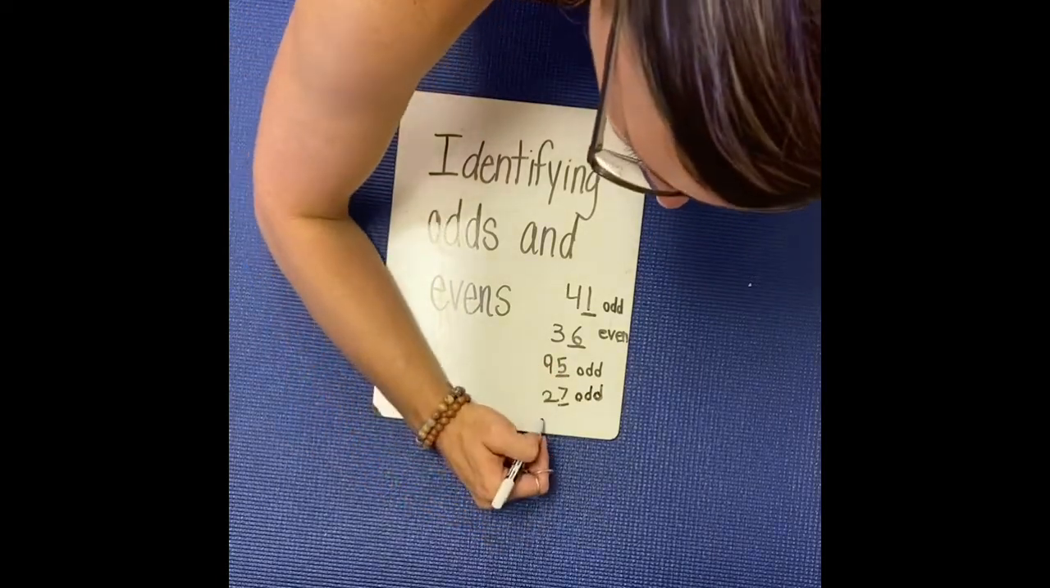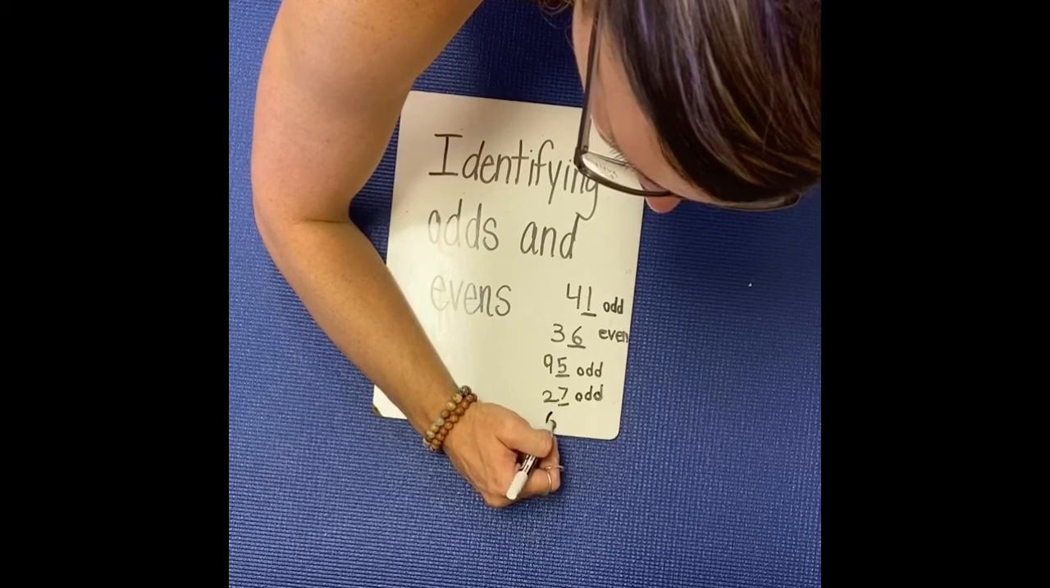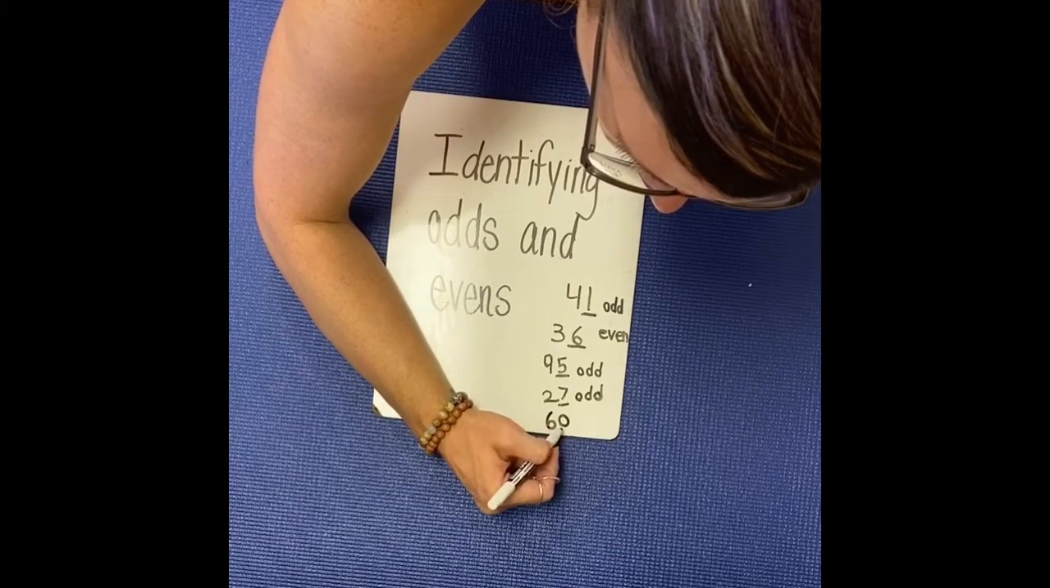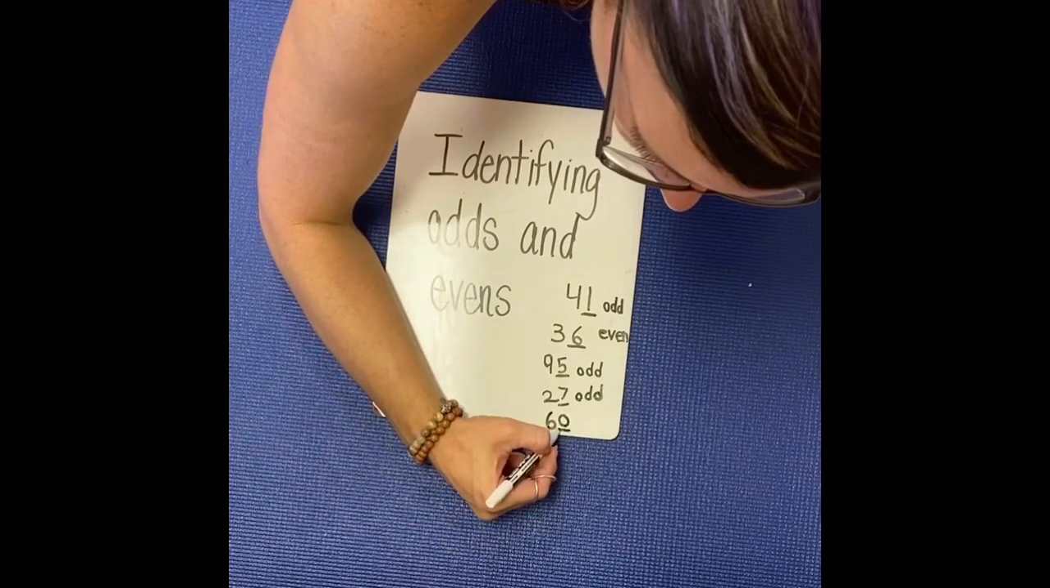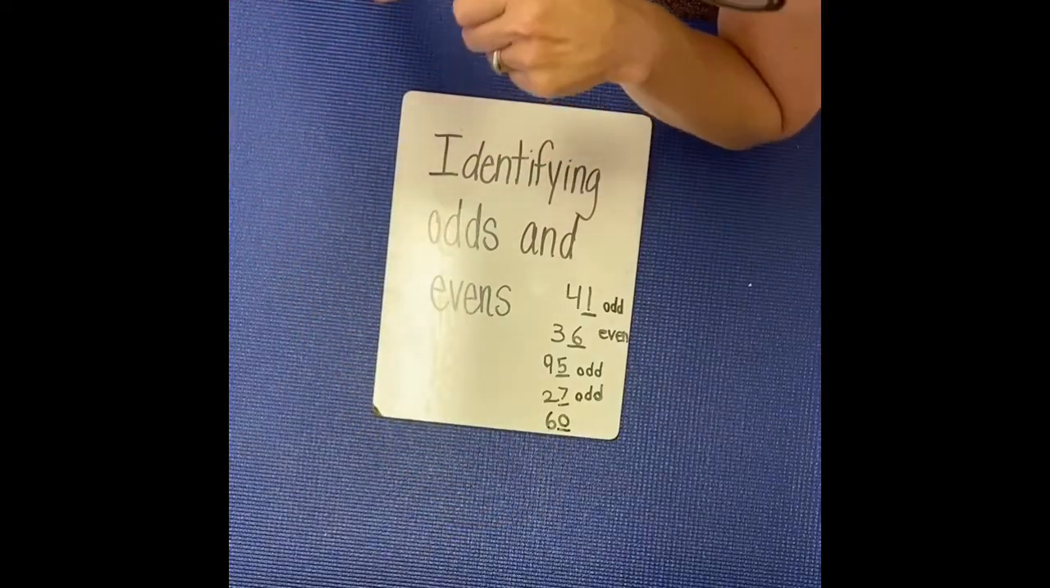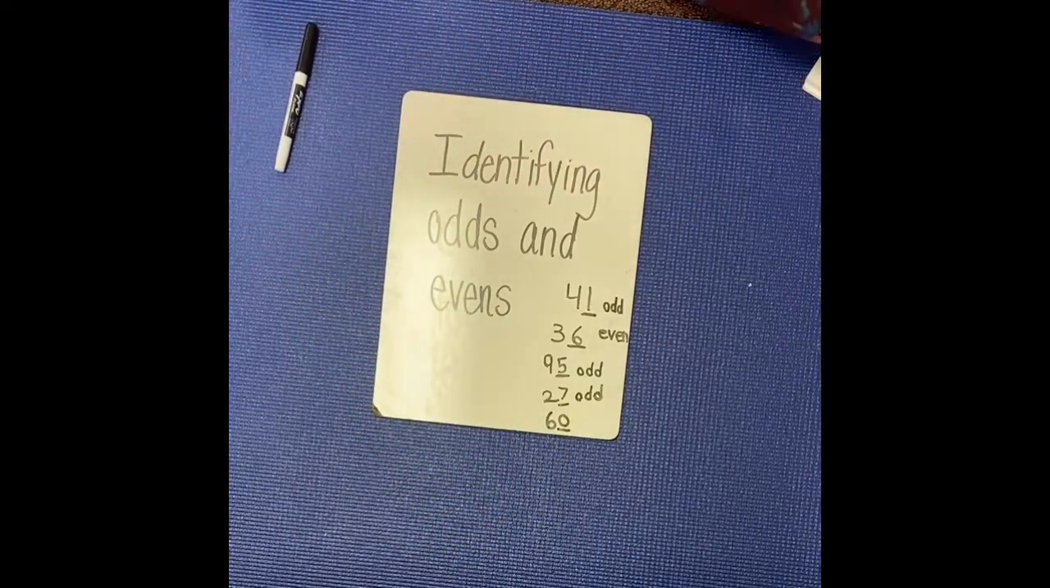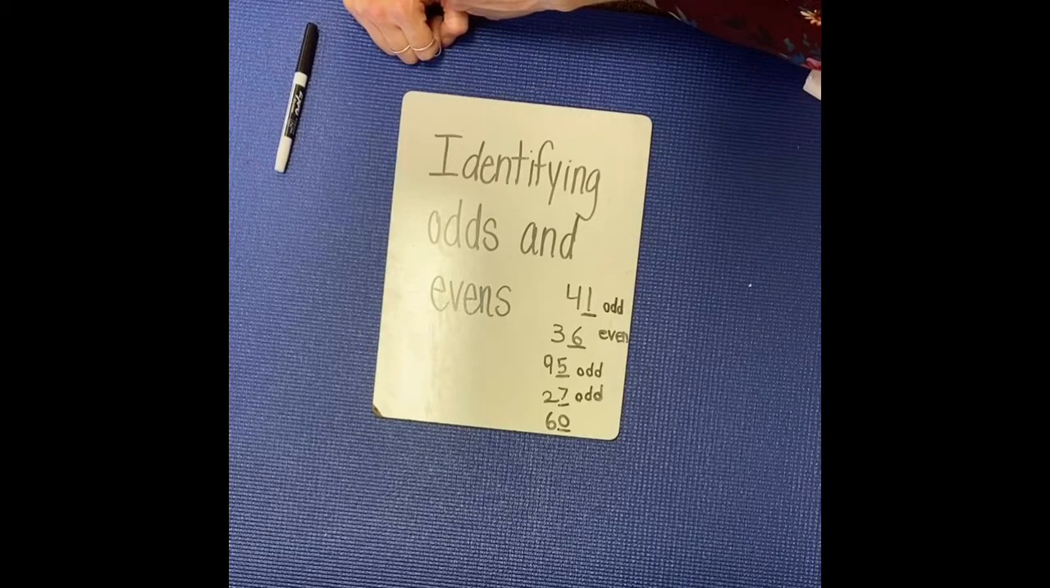I'm going to try the number 60. And the 0 is in the ones place value. Well, I'm going to prove this with my fingers. We'll see how this goes.